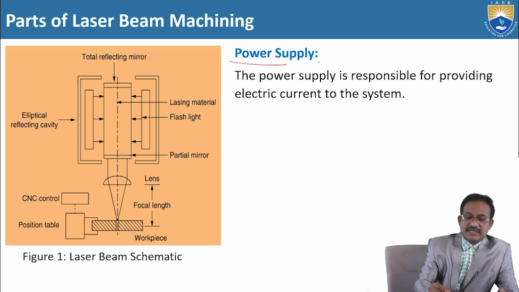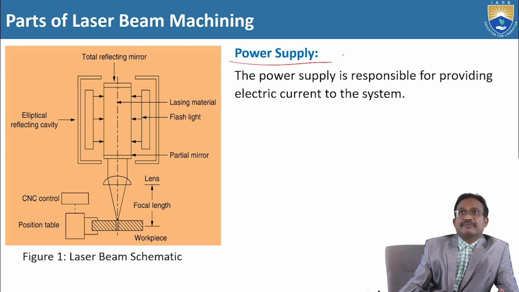First of all, let us see the power supply. The power supply is responsible for providing electric current to the system. It is not given in this schematic, but however, laser beam machining needs input of some power supply.